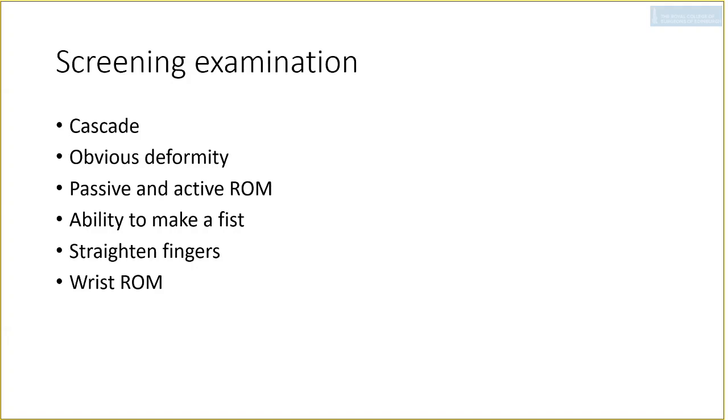So a very quick screening examination, like if you're in A&E, for example: is the cascade normal? Is there an obvious deformity that I can see which fits with the mechanism of injury? Can they move their hand? Can they make a fist and straighten their fingers? If they can, they're already doing pretty well. And never forget the wrist. Always check whether they can use the wrist adequately, because wounds, even in the proximal palmar region of the hand, can incur significant wrist flexor injury and they can't flex their wrists properly.